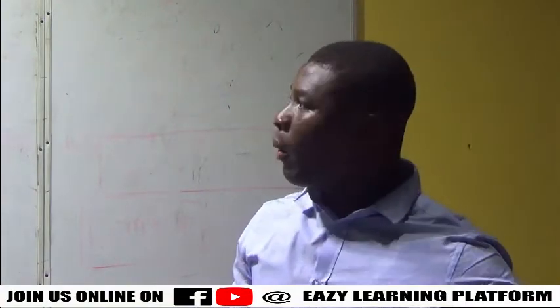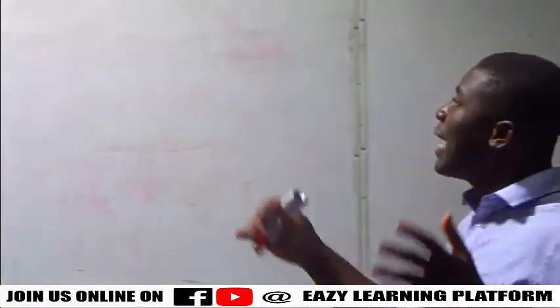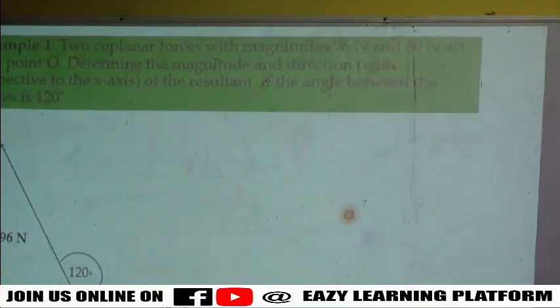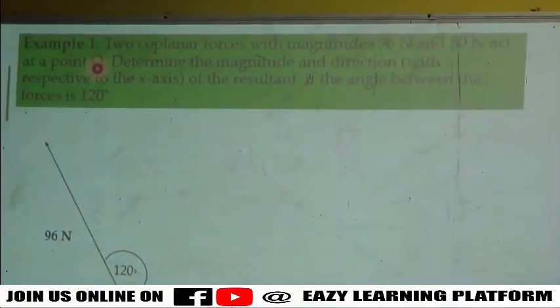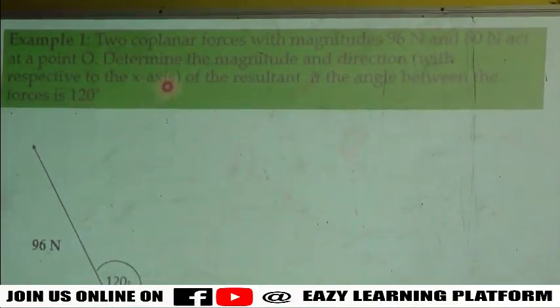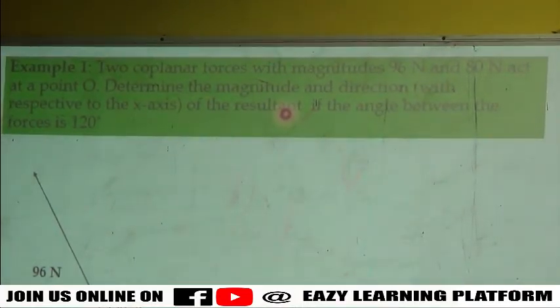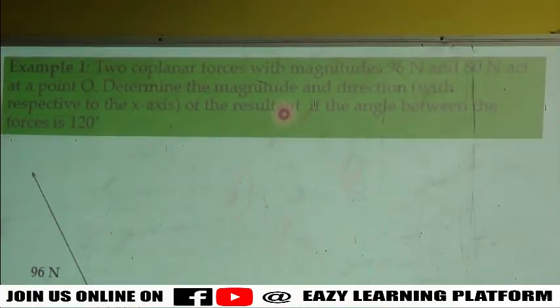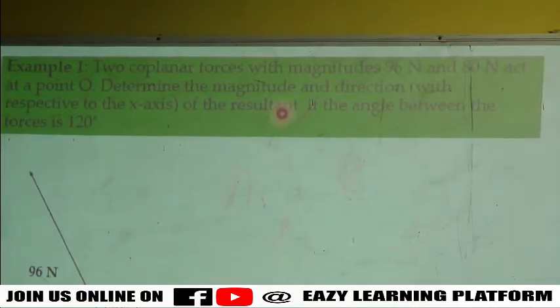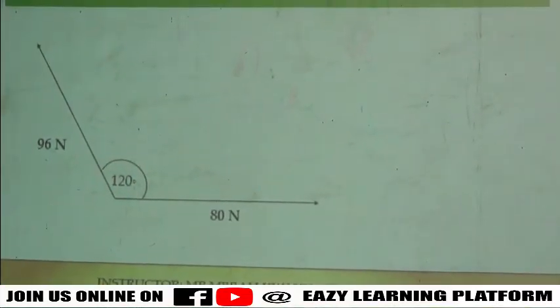Example number one. Two coplanar forces with magnitude 96 Newton and 80 Newton act at point O. Determine the magnitude and direction with respect to the x-axis of the resultant if the angle between the forces is 120. So I'm going to solve here. Solution.